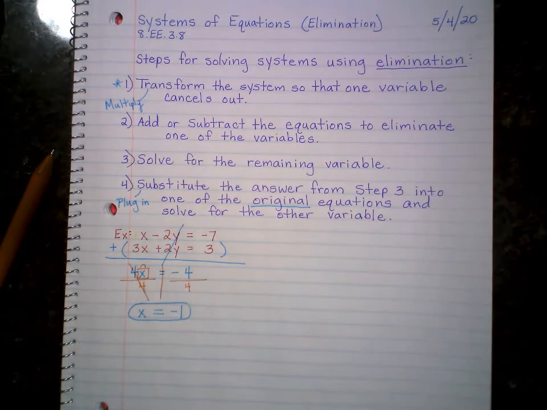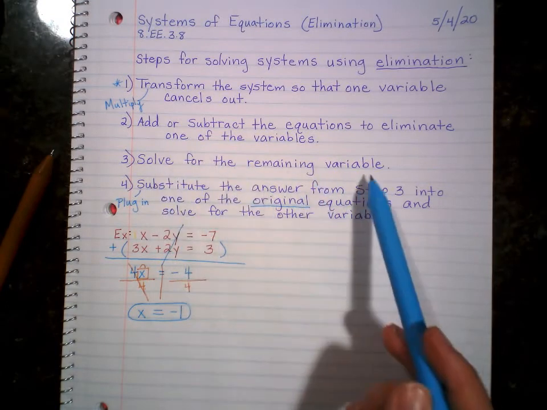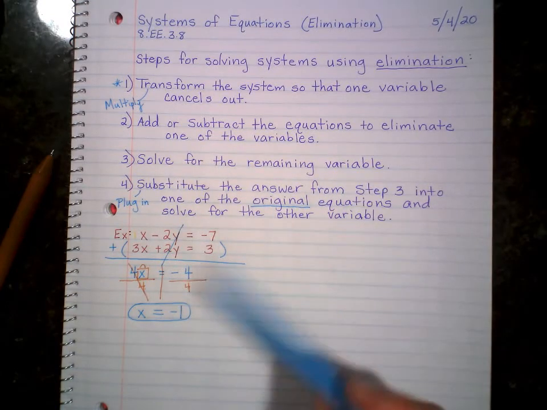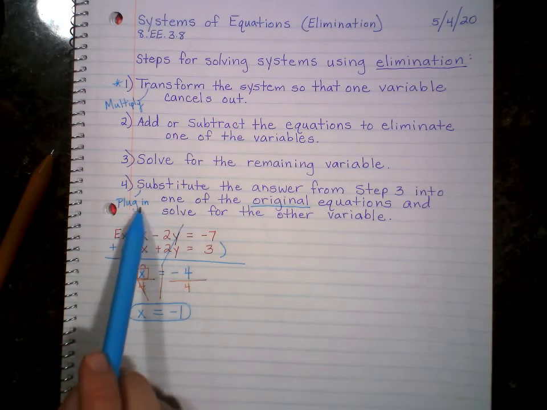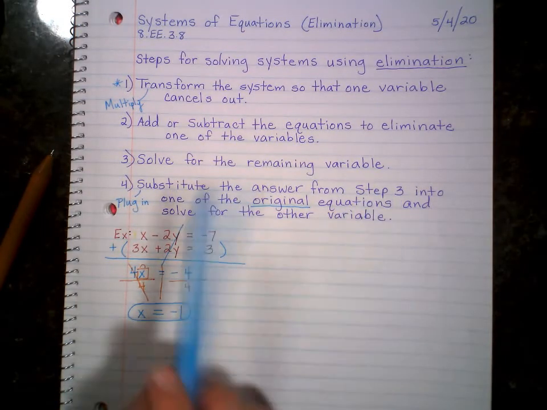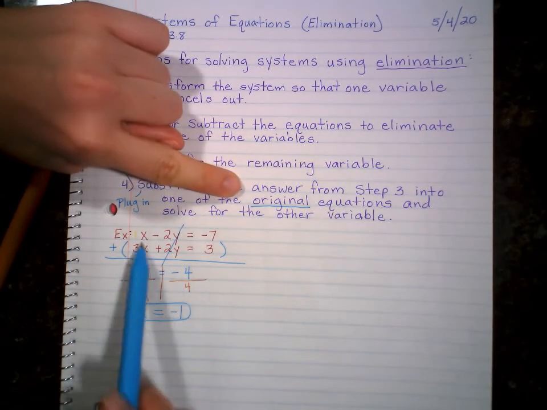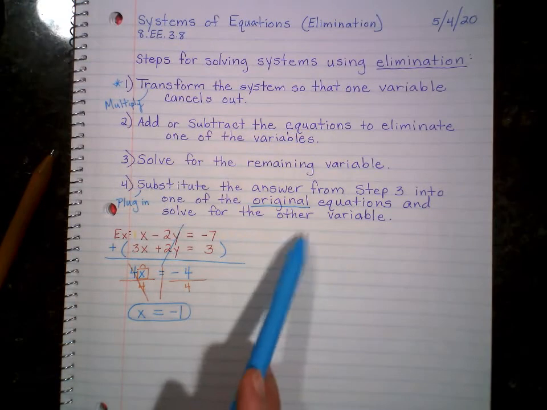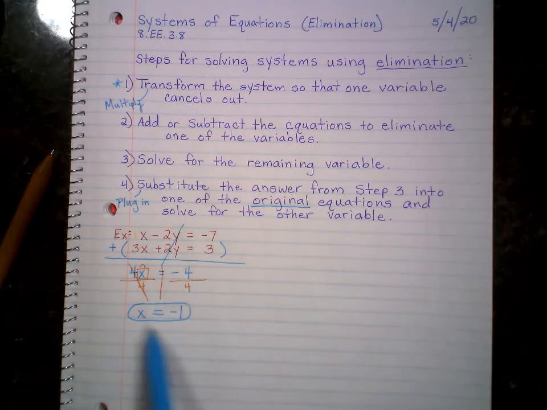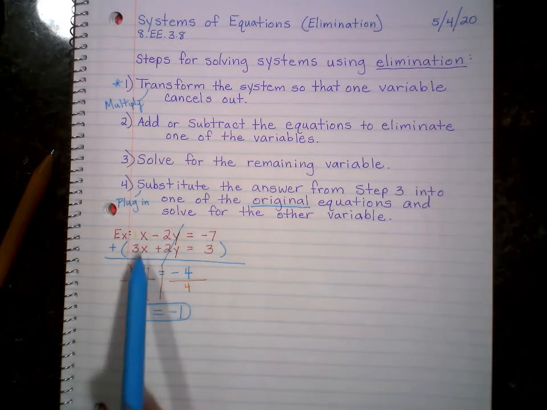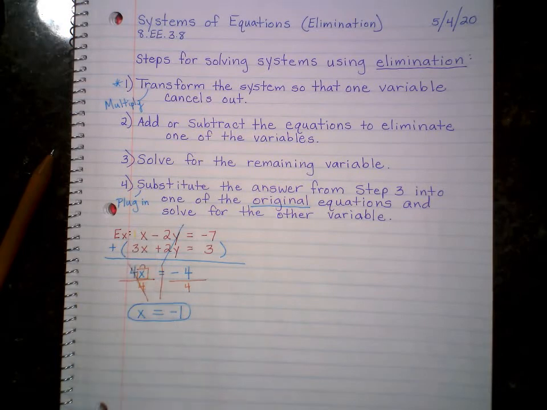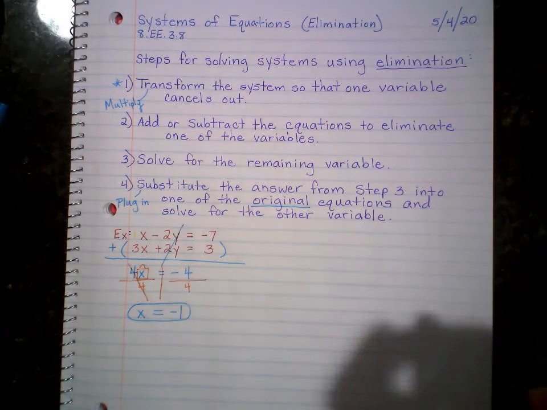Are we done? No. That's only half of our ordered pair. We also need to solve for y. We solved for the remaining variable, x. So now we need to substitute or plug in the answer from step 3. We need to plug in negative 1 for x into one of the original equations and solve for y. It doesn't matter which equation you use. You'll get the right answer for both of them.